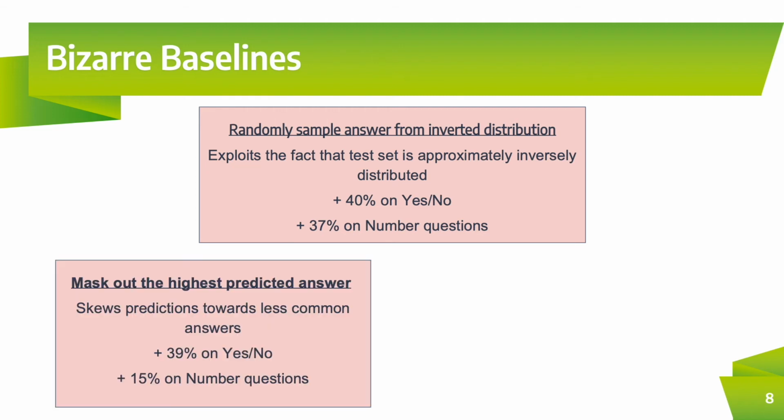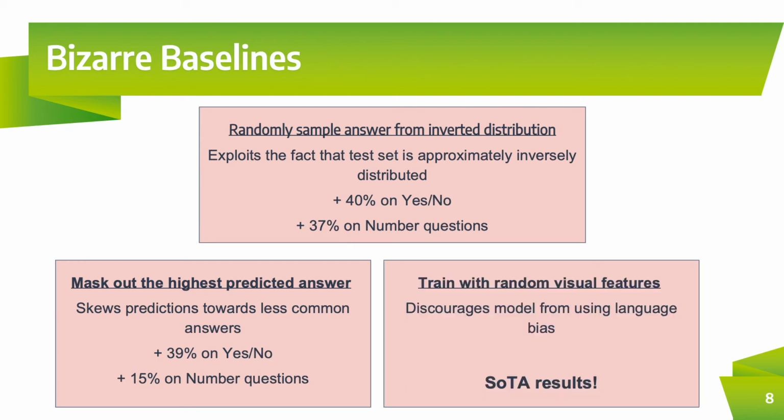In the second baseline, we train a normal VQA model but mask out its top predictions, which also effectively skews the answer predictions towards less common answers, producing large gains in the out-of-distribution test set. Finally, we test a simple regularizer where we augment the data with random visual features from the same mini-batch. The goal of this model is to discourage the model from making predictions that agree with the language bias. When the regularization weight is properly tuned, this model surpasses the current state-of-the-art method on VQA-CP.